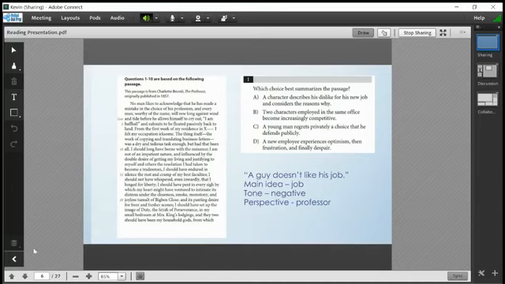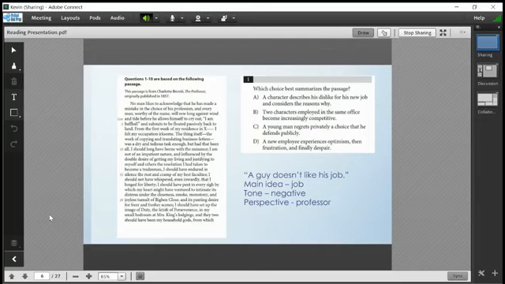So if we look at this particular question, we're going to want to look at these answer choices. We want to focus on, hey, which one's going to tie into a guy doesn't like his job? Well, let's take a look at answer choice A. "A character describes his dislike for his new job and considers the reason why." Now, this is where you have an answer choice that's literally screaming at you to pick me. Very often when the SAT has answer choices that scream at you to pick me, a lot of times there's some sort of trap. But this is not one of them.